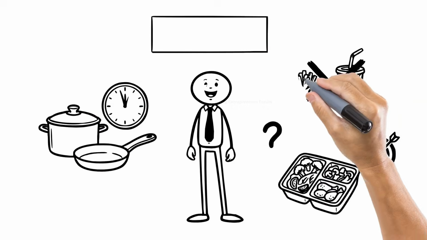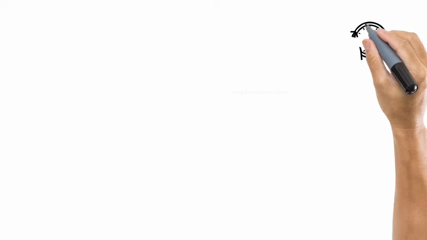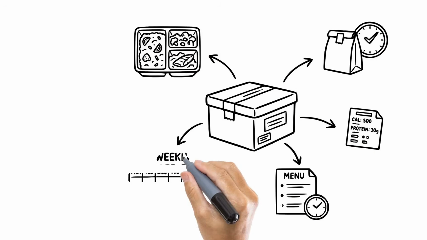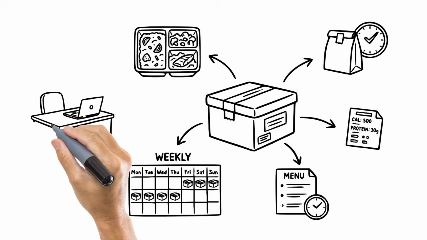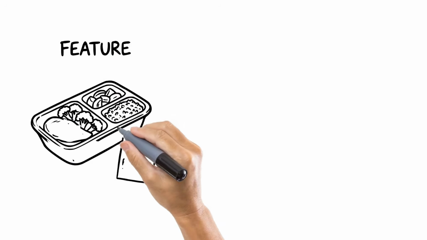Start with the customer's problem. Busy professionals might lack time to cook, dislike unhealthy fast food, or struggle to find convenient meals that fit their nutritional goals. Next, connect your product directly to that problem. Your meal delivery company could provide pre-portioned meals, predictable delivery times, weekly subscriptions, nutritional information, and menus designed specifically for customers with limited time.